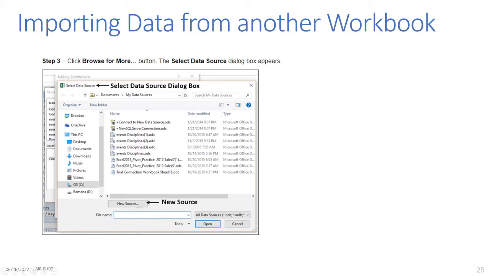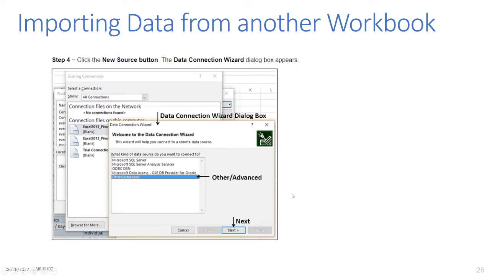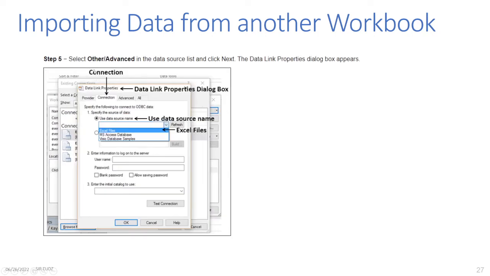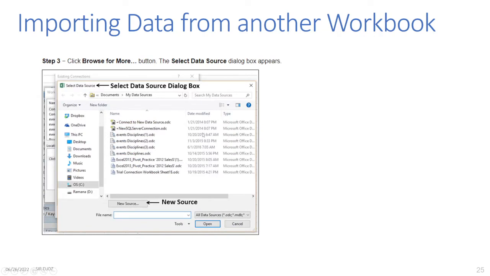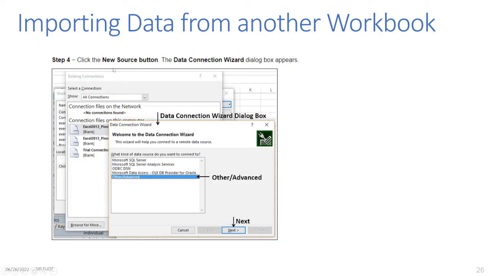So we have here also the New Source button. So we have some files here. So click the New Source button. Click the New Source button, and the Data Connection Wizard dialog box appears. So this is the Data Connection Wizard dialog box.